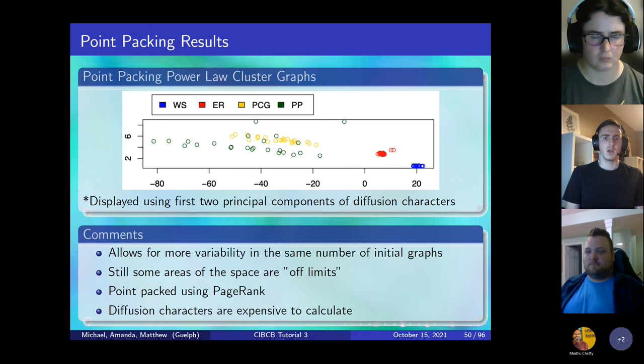So the point packing here used PageRank. Diffusion characters are expensive to calculate, and so we can leverage the fact that we have cheaper alternatives to perform our optimization using cheap fitness evaluations and then display using our expensive evaluations.